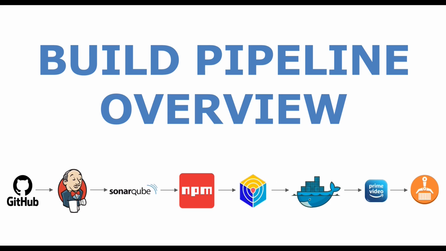We will use the Aqua Trivy tool. This will help us to scan for vulnerabilities. We will use Docker to create the Docker image, and we will create this image of Amazon Prime clone. Then we will push this image to AWS ECR. ECR is similar to Docker Hub. Docker Hub is used to store the images.